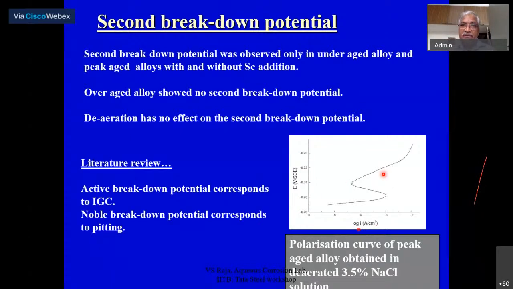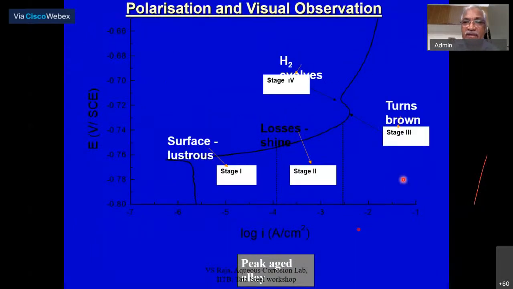Why does it really happen? That's the question that we have been posed. Now, how did we resolve it? We resolved it by looking at the sample using the microscope as you start polarizing it. Now, when you take the sample and put it in the solution, start polarizing from here and move up to here and start moving here.